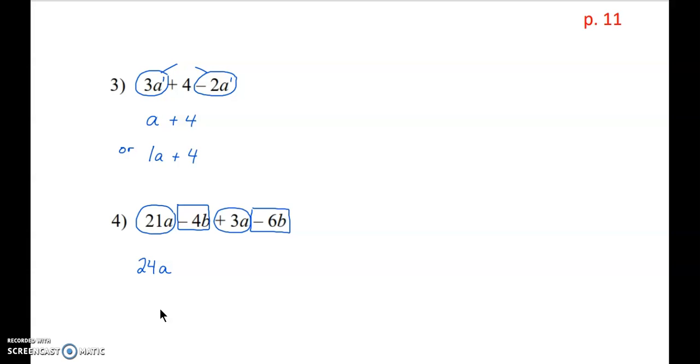Over time, you'll be very comfortable doing this without having to do work on the side. But for now, if you feel more comfortable rewriting it and adding the opposite, you can do that. So negative 4b minus 6b, if we add the opposite, we can see very clearly that negative 4b plus negative 6b equals negative 10b. In algebra, we don't show the add the opposite, so we are going to write it as minus 10b. So our simplified expression is 24a minus 10b.